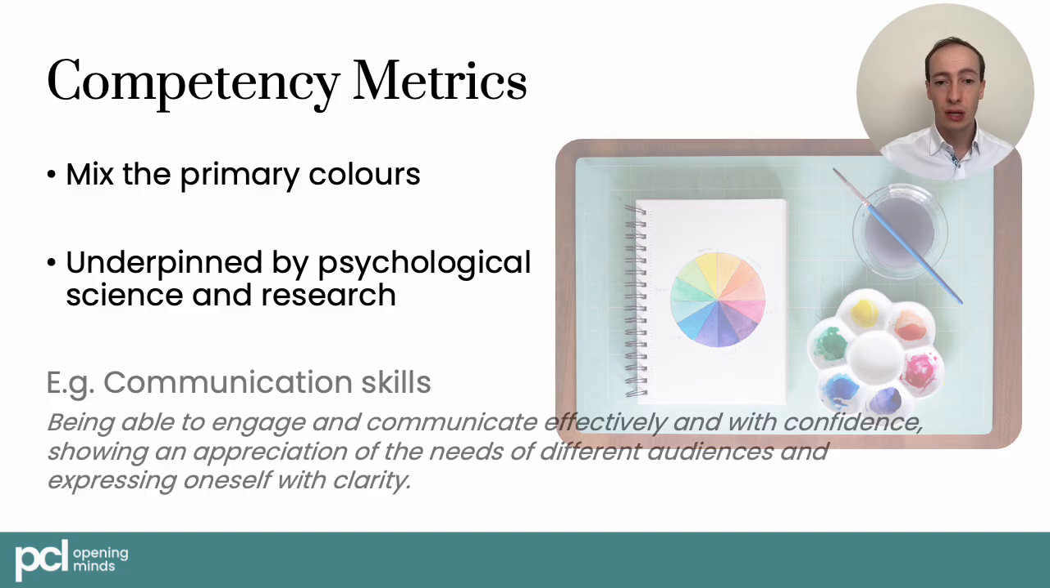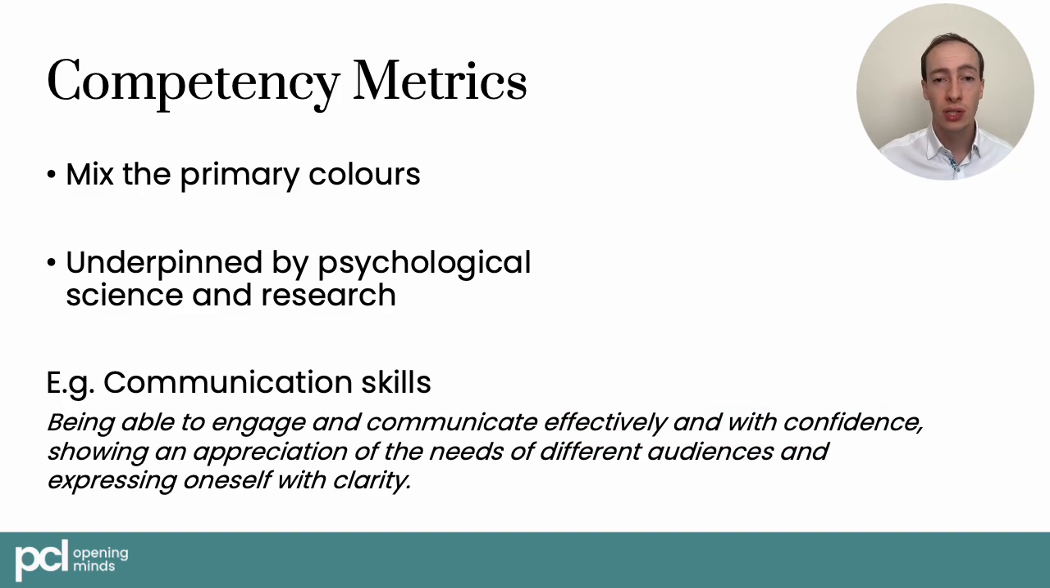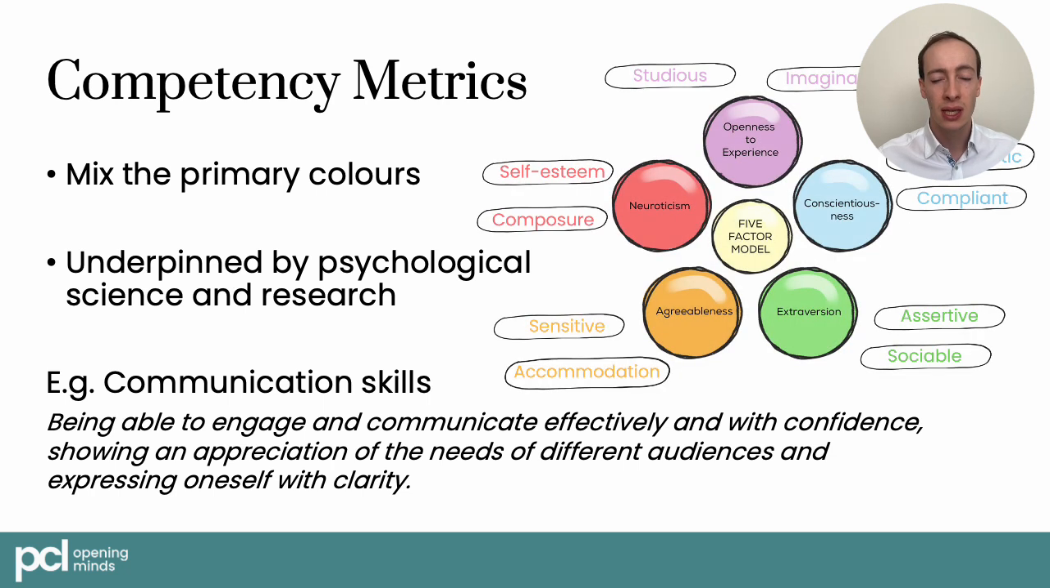So, for example, communication skills is one of the competencies in the Profile Match system. Here you have a brief description of what communication skills is all about, what we're trying to capture with that competency. And I'm just going to throw back up here that 5-factor model with the 10 Profile Match scales around it. Now, if you're not familiar with Profile Match or with personality, I'm very appreciative that you may not have much of a sense of what each of these scales is looking at.